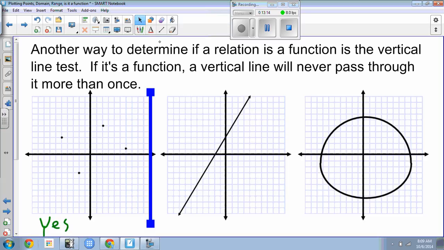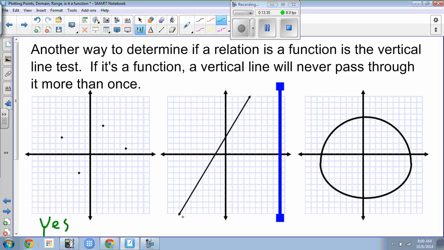Now, on to the next one. This line here, as I drag it across, I'm only hitting one point at a time. So this thing is passing the vertical line test. All right. Each x value has only one y value. So yes, this one is a function.